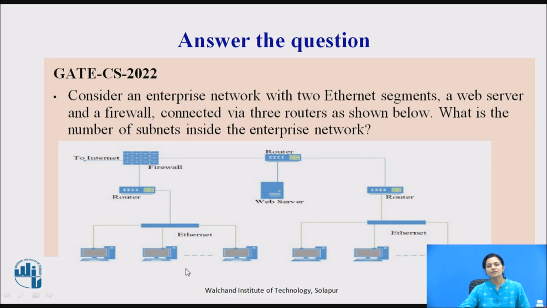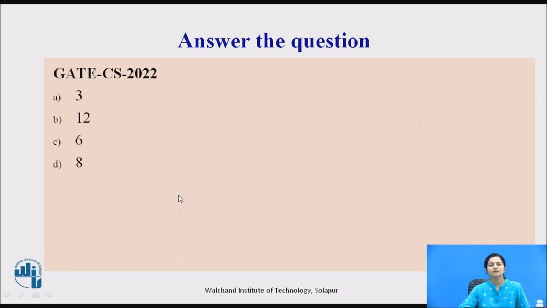What are the routers doing? They are controlling or managing separate networks. Here the router has a single server, the web server, which is a separate network, and this is another separate network. So this is the first network, the second and the third network. So these 3 subnetworks are there in the enterprise. So the answer is 3. The options given are 3, 12, 6, 8, so the answer is A.